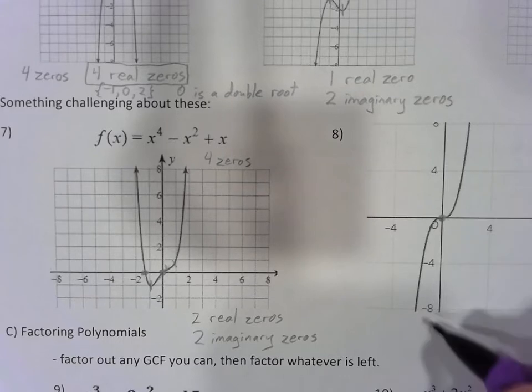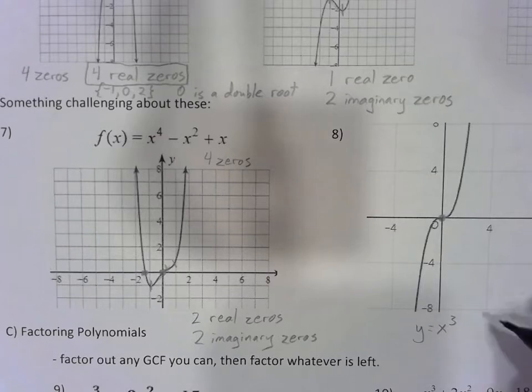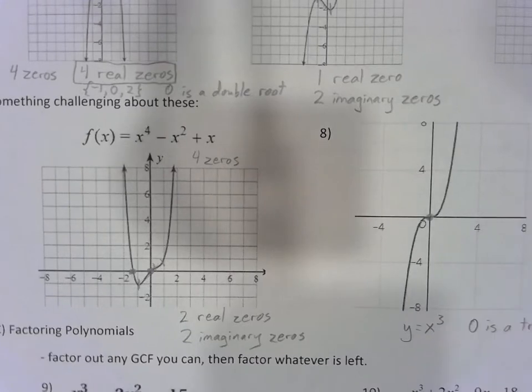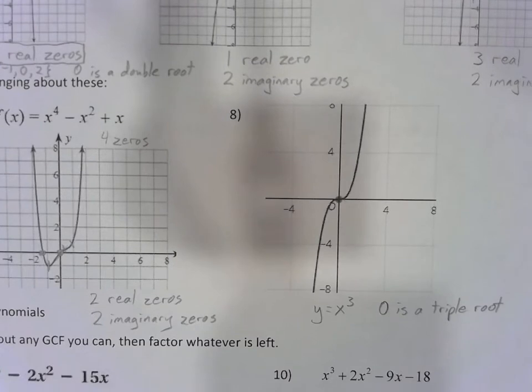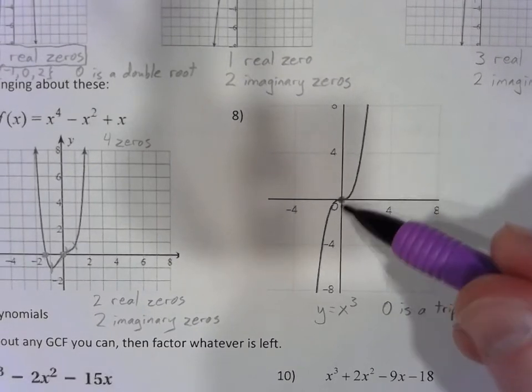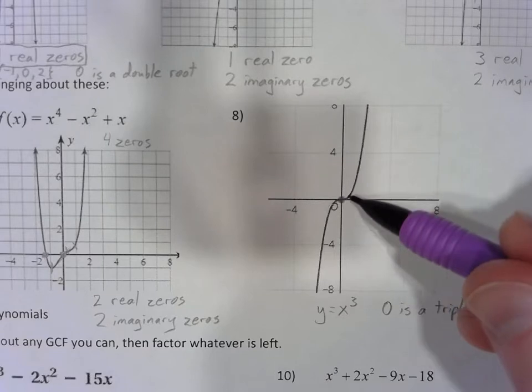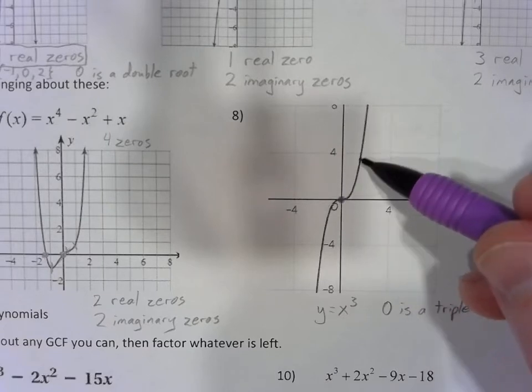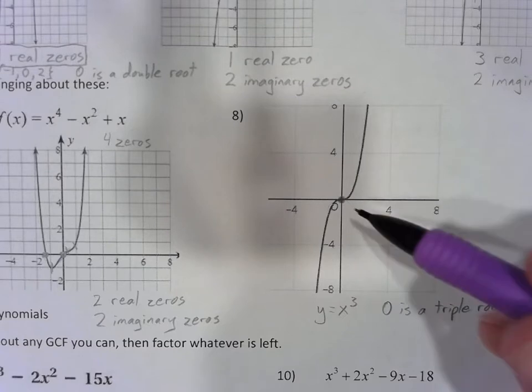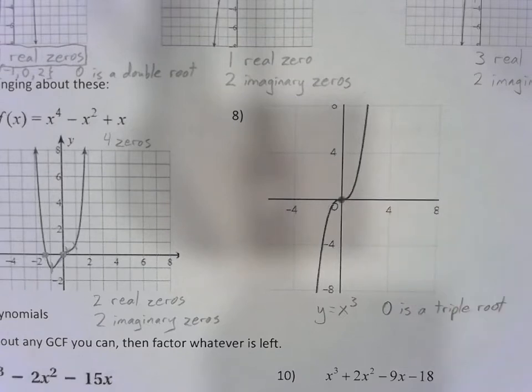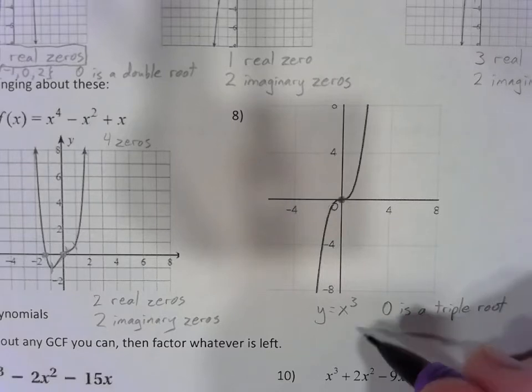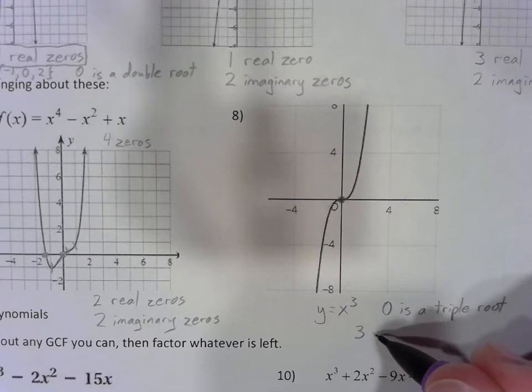And so this is the graph of y equals x to the 3rd power, where 0 is a triple root. A triple root. And so anytime that you see the graph flatten out right as it crosses the x-axis and then continues through, that's a sign that there are 3 of that real root, that real zero. So in this case we say there are 3 real zeros.